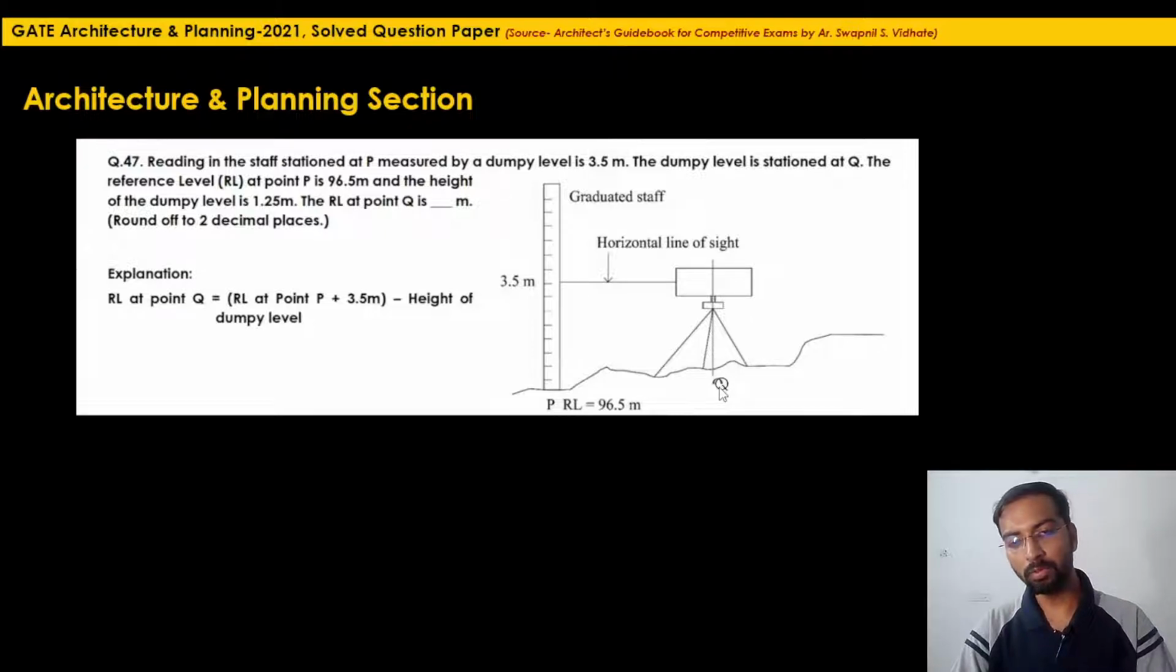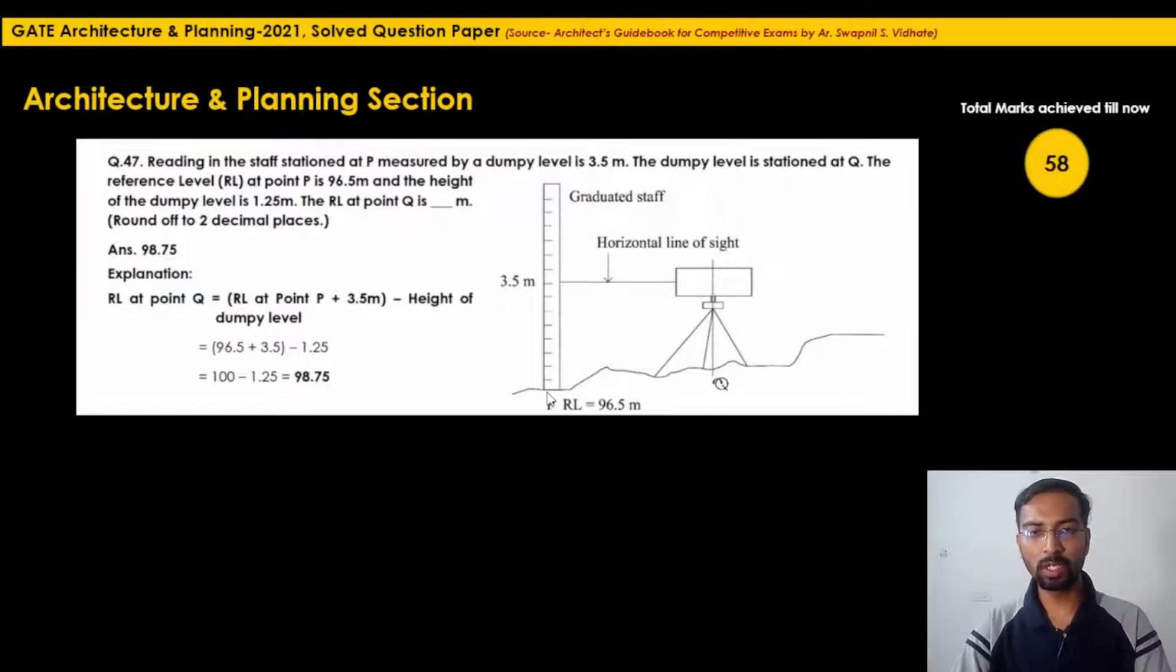So that's it. It was a very easy example carrying 2 marks. We have just placed the value of RL as 96.5 plus 3.5, which is the reading, minus height of dumpy level. So the final answer is 98.75. This is the reference level at point Q. Final answer is 98.75. So it is a 2 marks question, very easy. Nothing brainstorming is required for solving this question, so getting 2 marks here was an easy task.